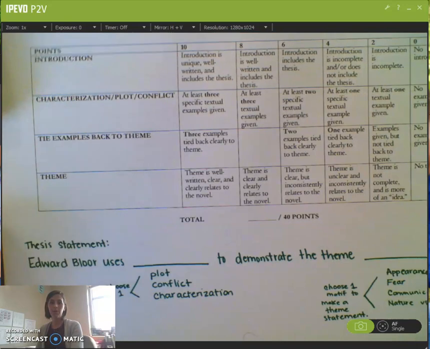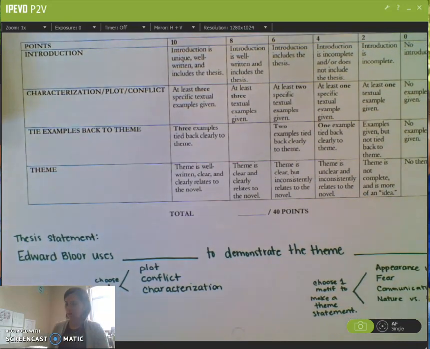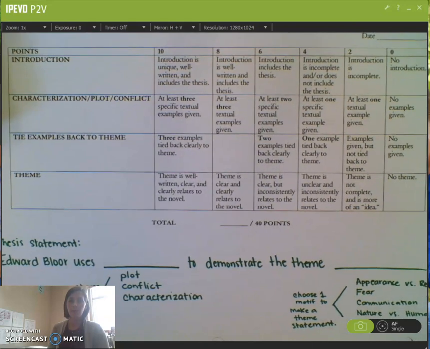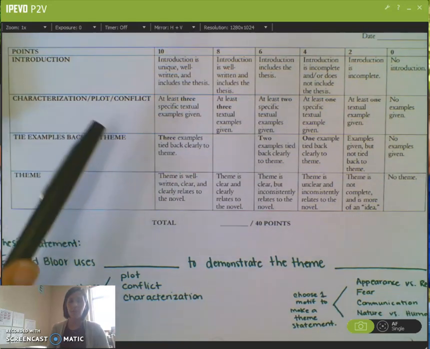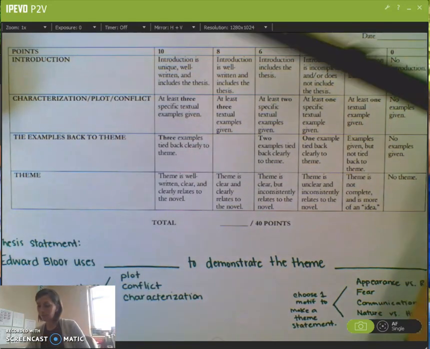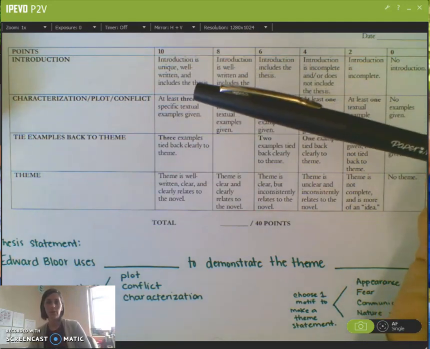So this paper here is the rubric. This is the exact rubric that I will use to grade your writing. So there are 4 main sections. We've got an introduction. These are going to make up our body paragraphs along with the theme. So it's really just, the expectation is that you have 3 paragraphs, okay? And I'm going to walk through these as we go. So to get the full points, that's what we'll focus on.